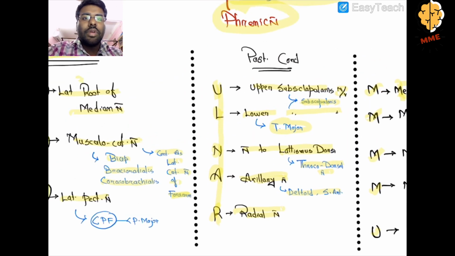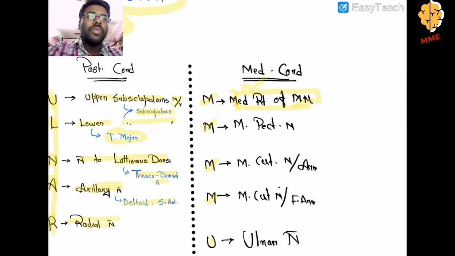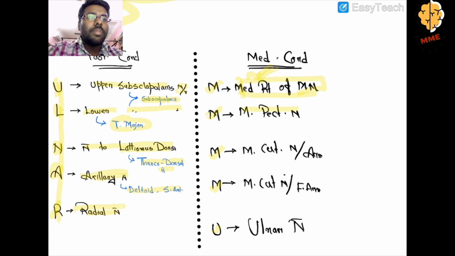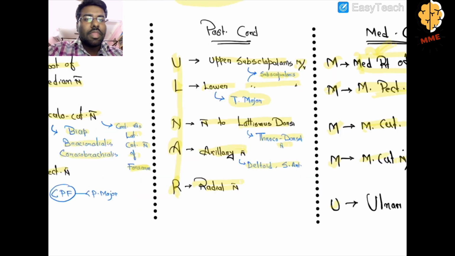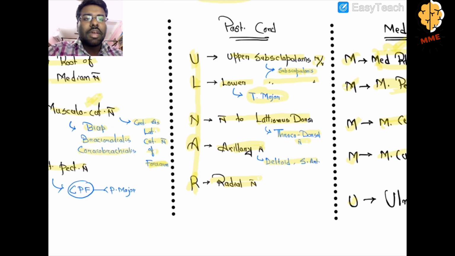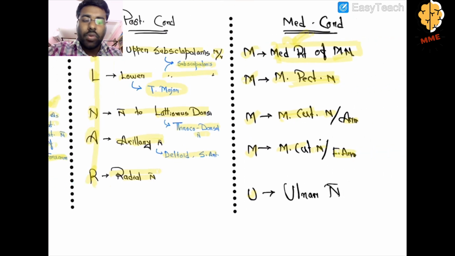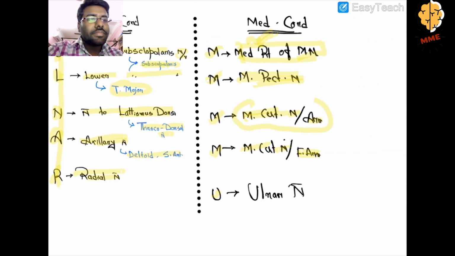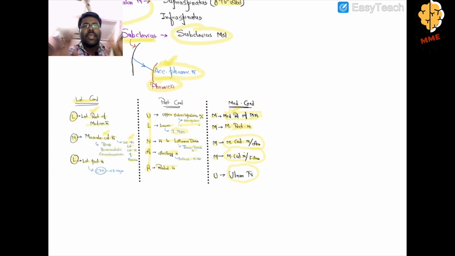There is the lateral root of median nerve, and there is the medial root of median nerve. Then the medial pectoral nerve, the medial cutaneous nerve of arm, and the medial cutaneous nerve of forearm, whereas the musculocutaneous nerve serves as the lateral cutaneous nerve of forearm. And U for ulnar nerve. So that is all about the brachial plexus.